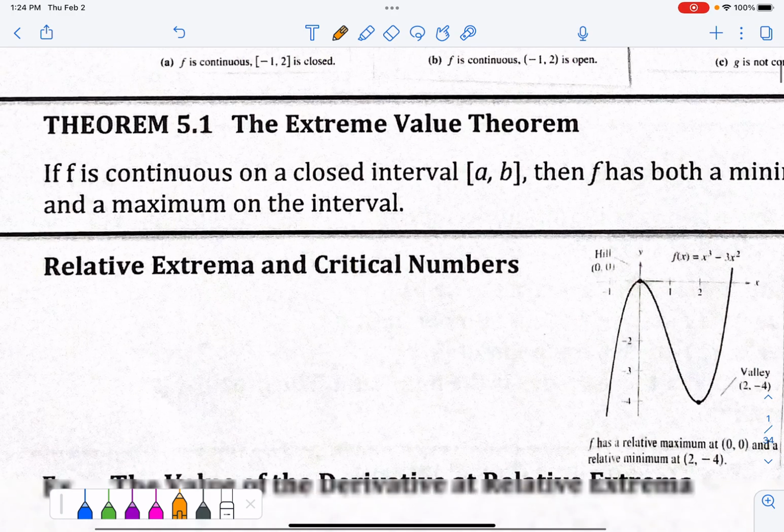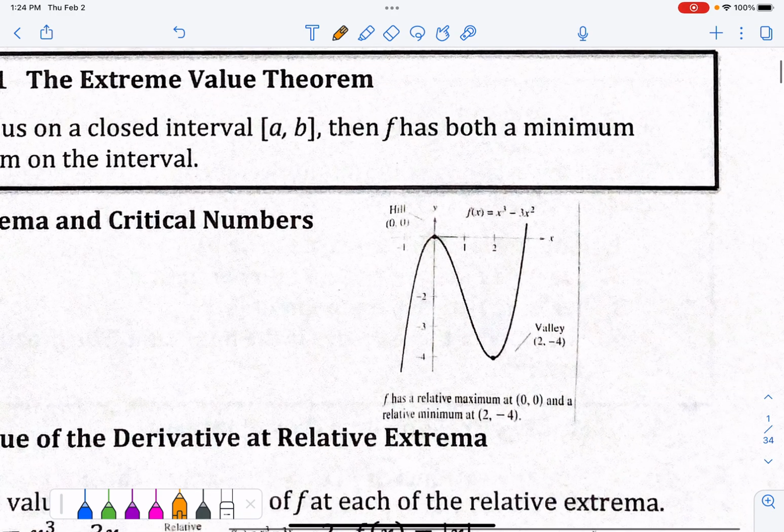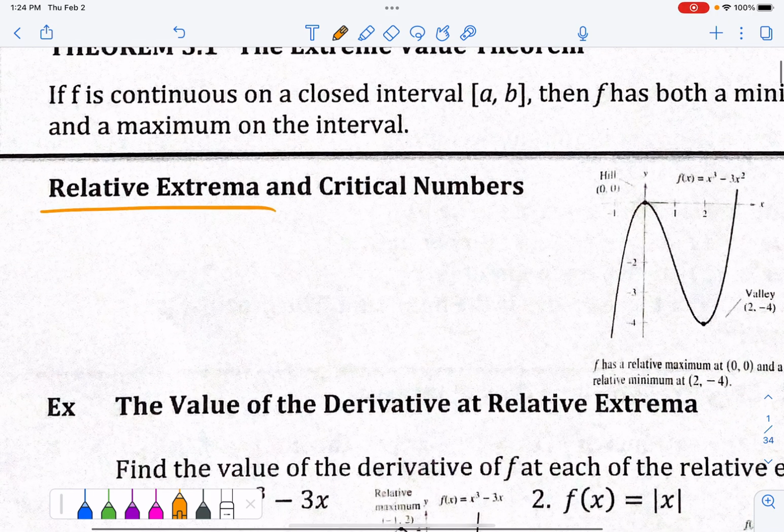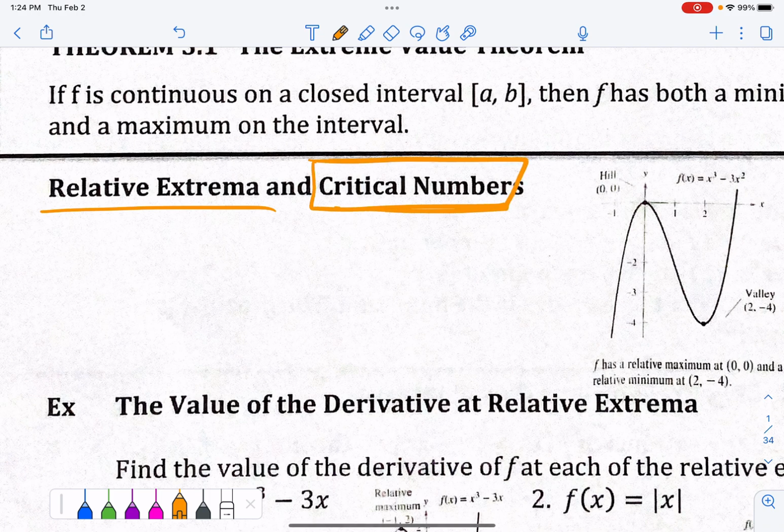All right, here we go. This is how this relates to derivatives. Relative extrema and critical numbers. When we are solving for derivatives, we will find things called critical numbers. Your critical numbers will include your left and your right endpoints.